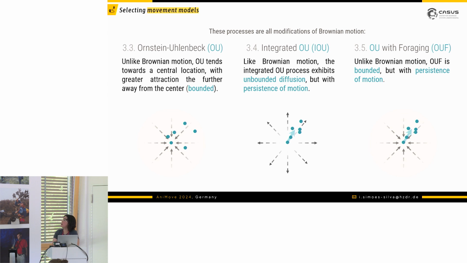And then there are essentially the modifications to the Brownian motion: the OU, the IOU, and the OUF. The OU, unlike Brownian motion, does tend toward the location again, so it has this range residency assumption. The IOU, the integrated OU, doesn't have that bounded diffusion, but it does have persistence of motion. So the animal does tend to have some directional persistence in the points. And the OUF has both, right? It's bounded and it has the persistence of motion.